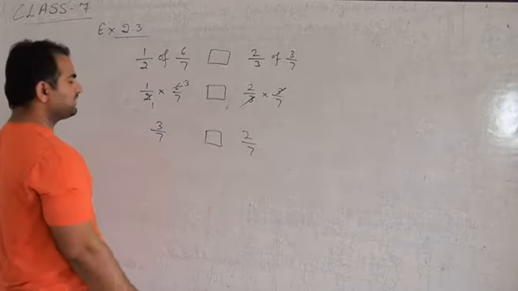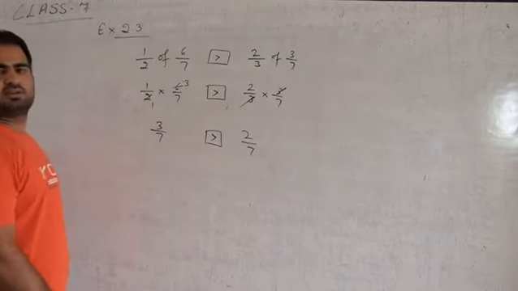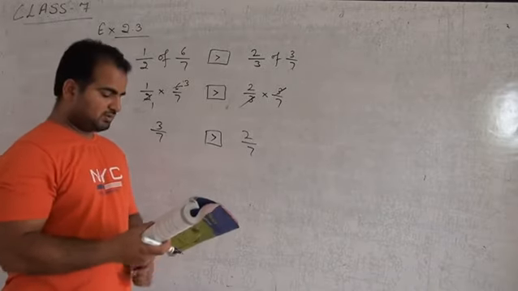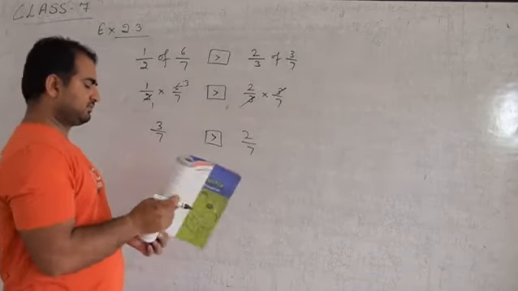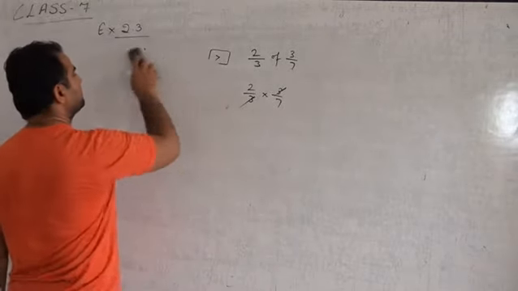Which one is greater? This 3 upon 7, so this will be greater. Okay. Done. Question number 5 is a word problem, so we have to write the statement.